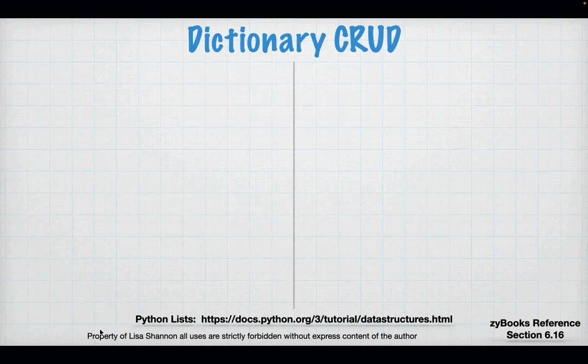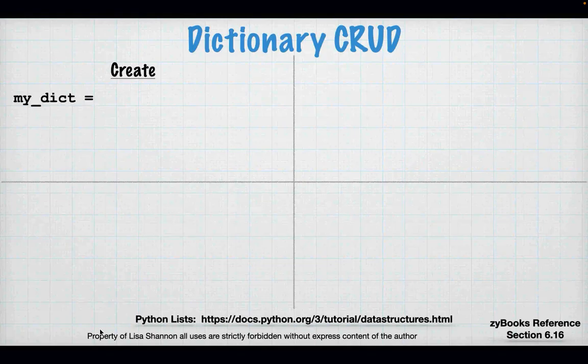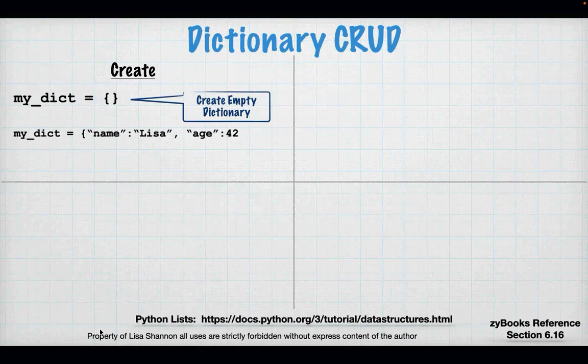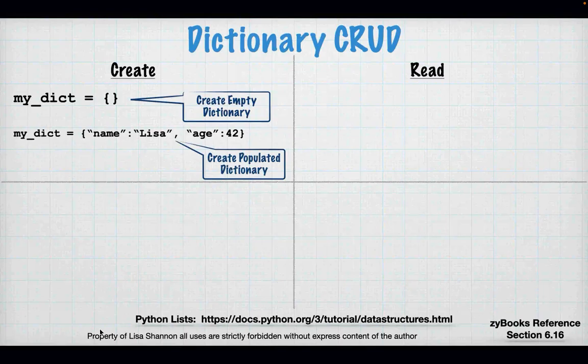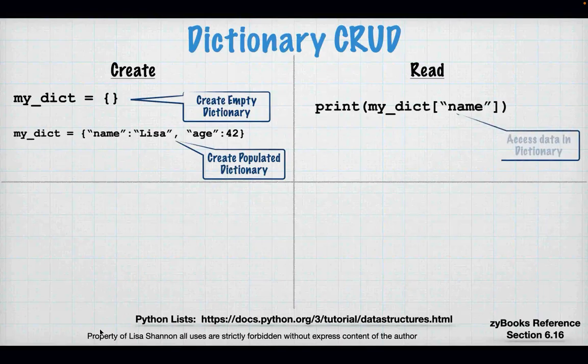So dictionaries also have CRUD just like lists do. We can create a dictionary. An empty dictionary is an open and closed curly bracket, or I can create a populated dictionary. I can read from a dictionary. Now, here is a difference with lists. You don't have an index value to get at the data. What do you have? You have a key. So the key in this case is name, and the value it would print would be Lisa.